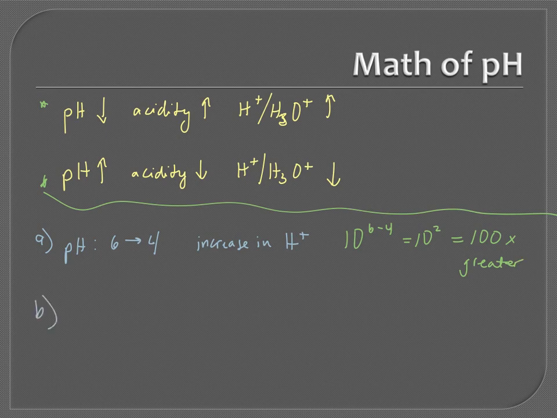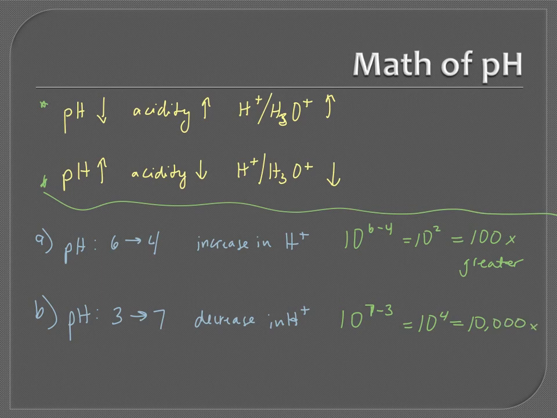Now in our second example, if we increase our pH this time, going from 3 to 7, we have a decrease because we're becoming more basic. A decrease in this. So we get a pH difference of 4, and 10 to the 4th is 10,000. 10,000 times less. Okay, those are some examples for you guys to mull over.